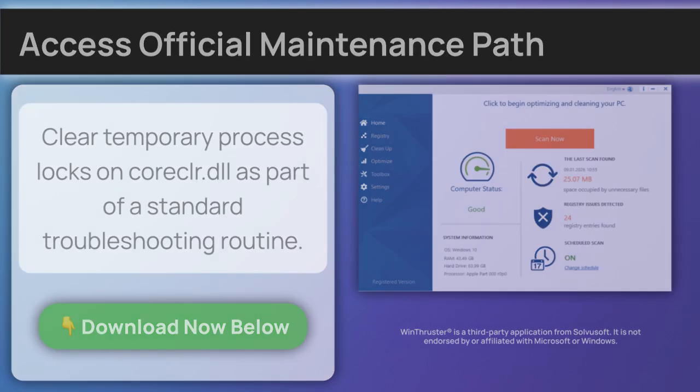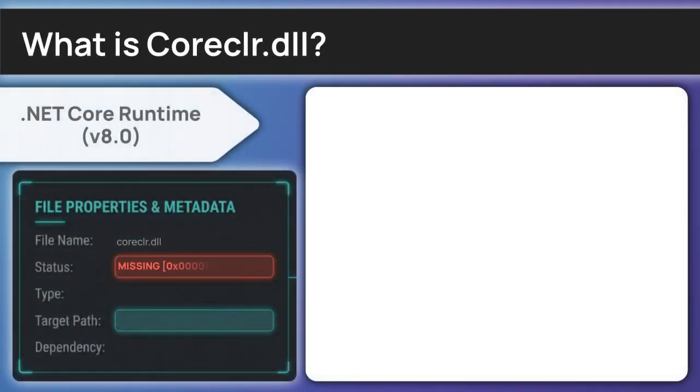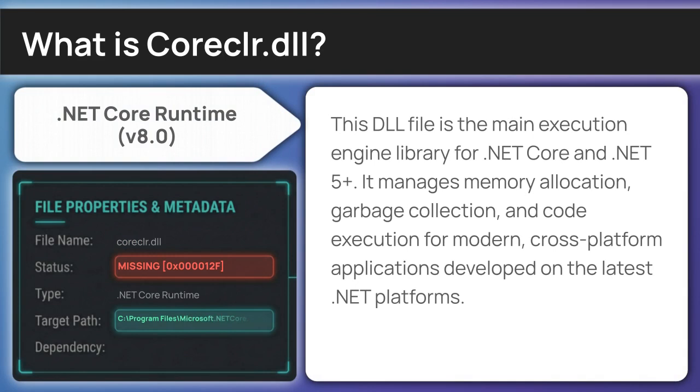This DLL file is the main execution engine library for .NET Core and .NET 5+. It manages memory allocation, garbage collection, and code execution for modern cross-platform applications developed on the latest .NET platforms. With the explanation out of the way, let's refresh the affected files.